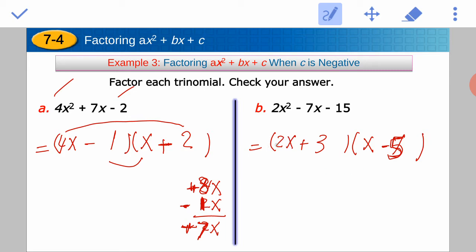2x, let me try the first term first. 2x times x, it's 2x squared. Plus 3 times negative 5, it's negative 15. The first and the last are okay.